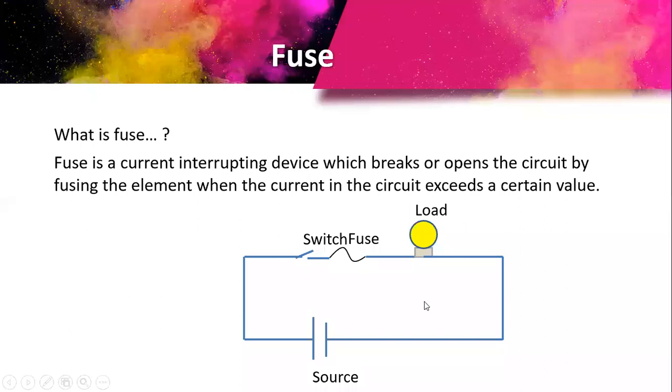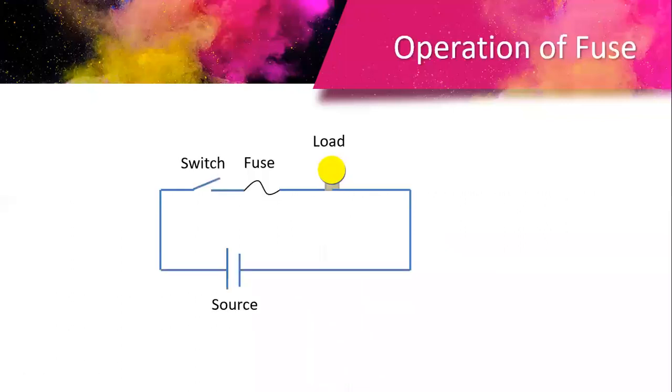Now you can see this circuit diagram. Operation of the fuse. Under normal condition, a bulb load is connected with a fuse and a switch in series. When I close the switch, the circuit is closed as per KVL, and the current flows in the closed circuit and the load will work. You can see here, now I close this. The current is passing through the circuit. The bulb is glowing, which means it is operating.